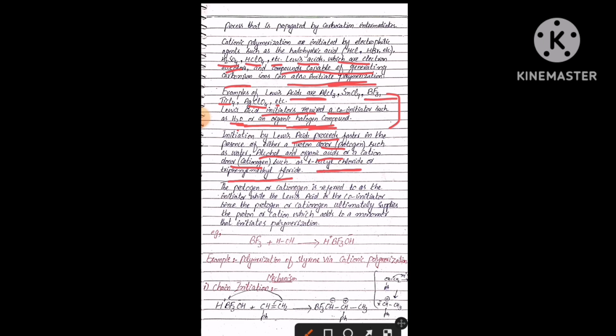Proton donor, protogen. Cation donor, cationogen. The protogen or cationogen is referred to as the initiator, while the Lewis acid is the co-initiator, since the protogen or cationogen ultimately supplies the proton or cation which adds to a monomer to initiate polymerization.